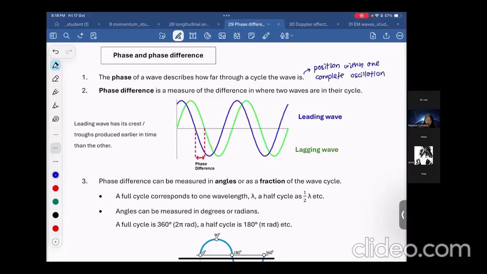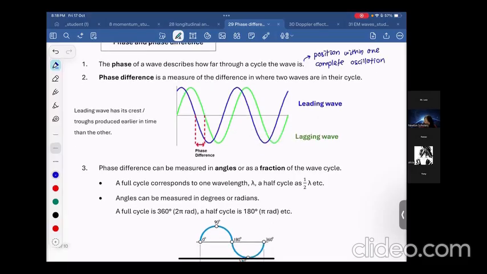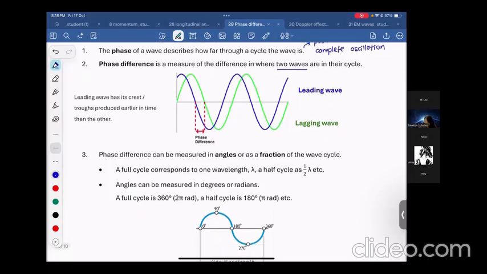So here for phase difference, we are finding the difference between two waves. It can be two waves, or the same wave but different particles, no problem. We find the phase difference. Here the blue color is the leading wave, meaning its crest or trough is produced earlier than the other. The green color is the lagging wave. We want to find how big the phase difference between them is. So how are we going to count the phase difference?